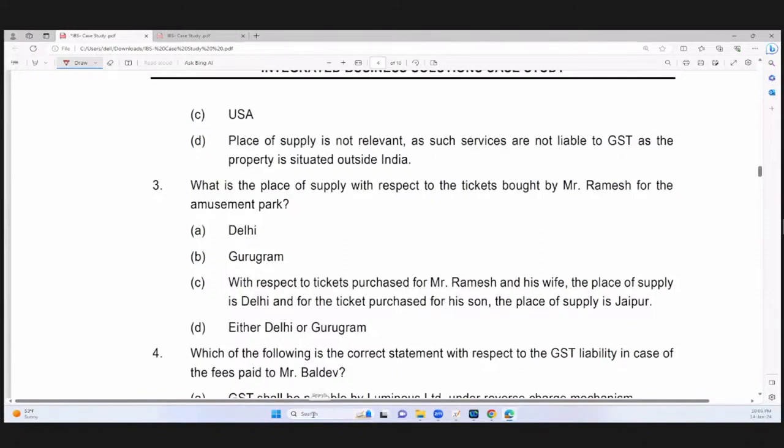So should we move ahead? Yes. What is the place of supply MCQ 3? MCQ 3 asks: what is the place of supply with respect to tickets bought by Mr. Ramesh for amusement? Students, if you have studied GST place of supply, this is a straightforward question. Let me tell you which para of ours is involved in this.